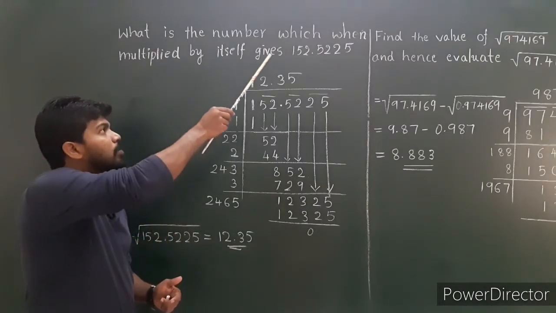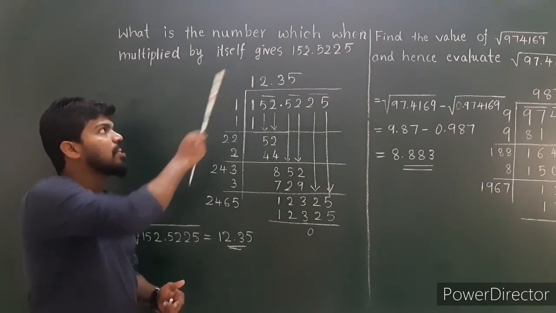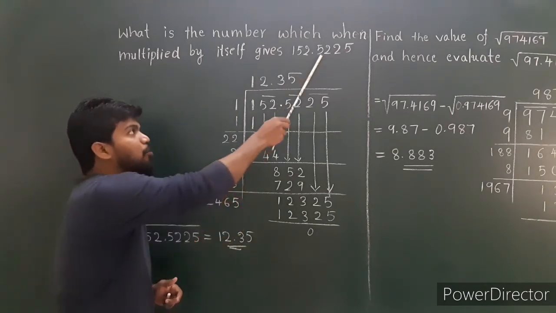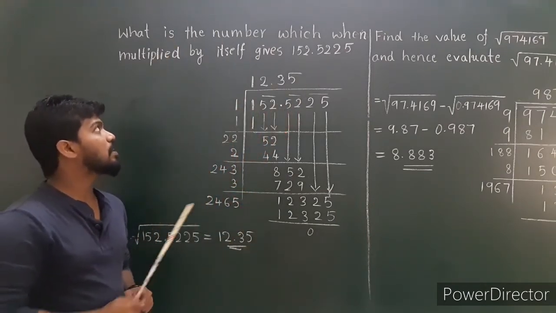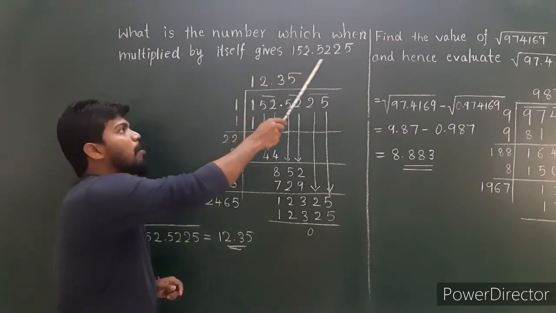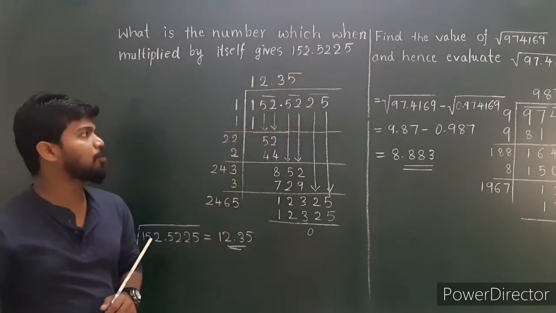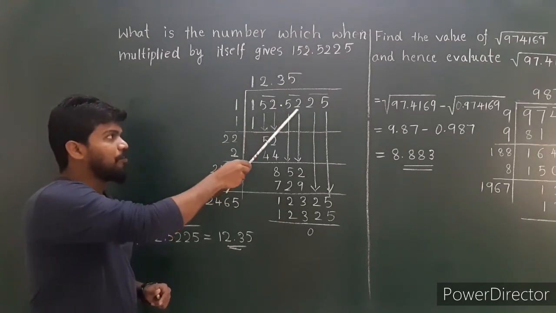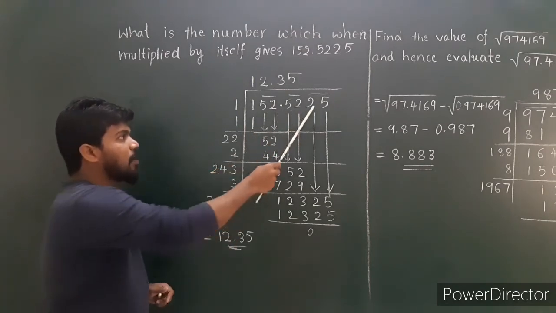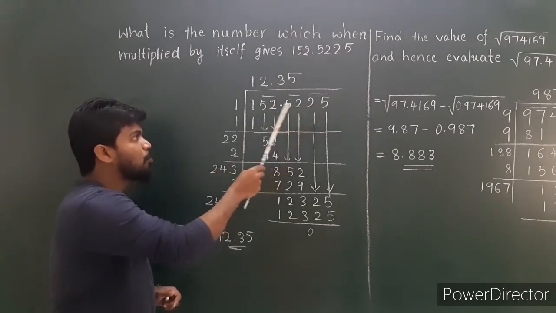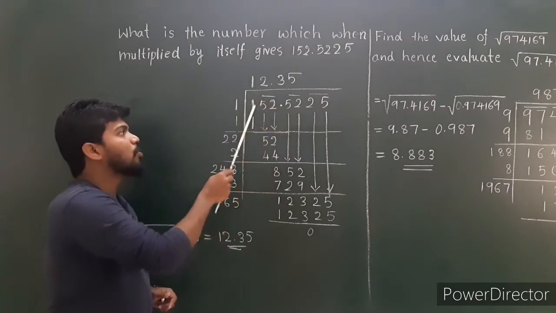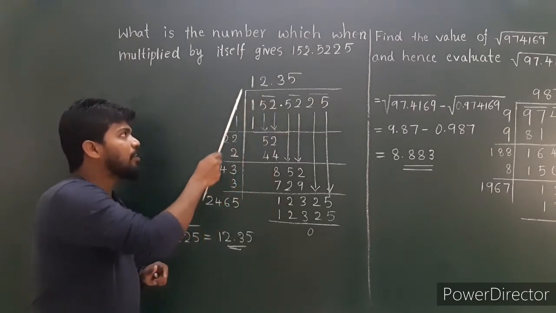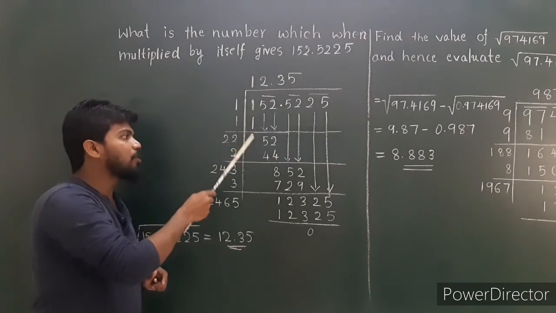What is the number which when multiplied by itself gives 152.5225? The meaning is you have to find the square root of 152.5225. So make it pair: 2 5 1 pair, 5 and 2 one more pair, 5 and 2 one more pair. So 1 is unpaired. 1 one is 1, so the remainder you get 0.